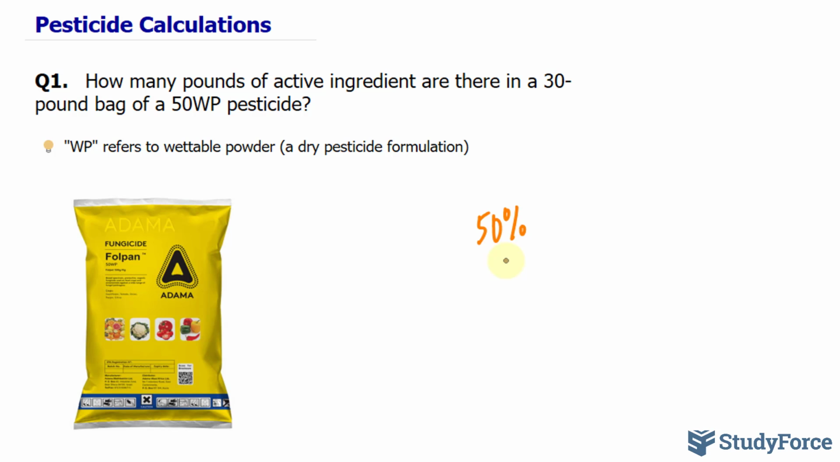So to answer a question like this, we use our formula: base times rate is equal to portion. So we want to find out how much of the base value, which is the weight of the bag, that's 30 pounds, how much of that is the pesticide alone, the active ingredient.